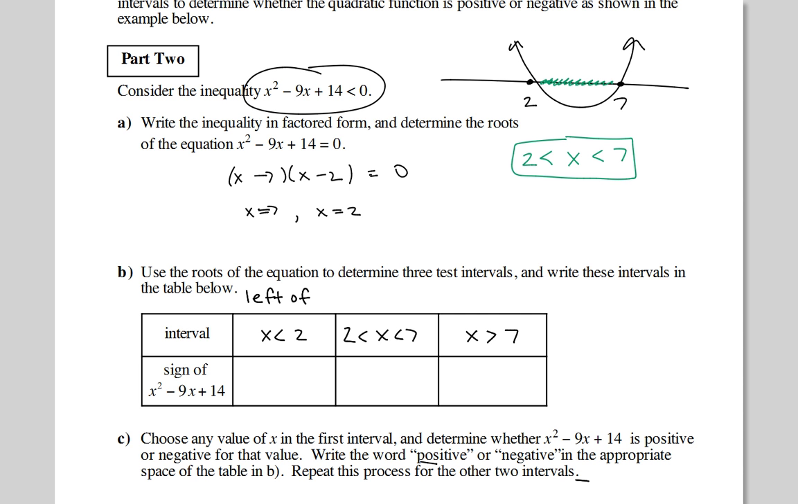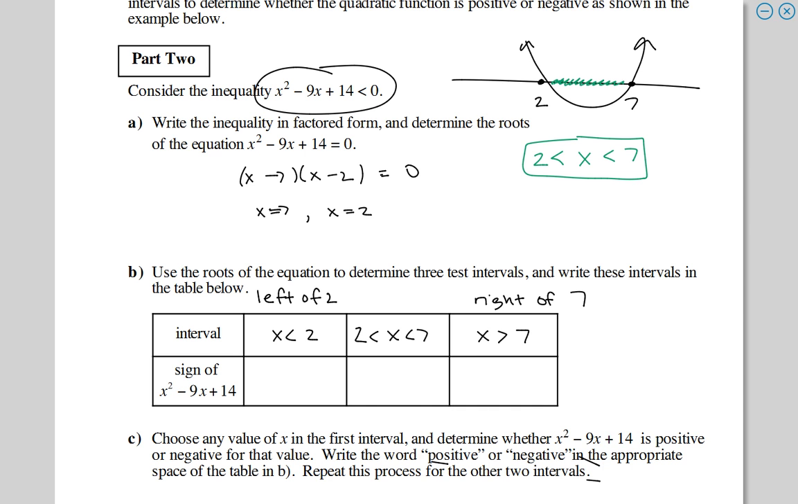Okay, so left of 2, right of 7, in between. Pardon me? Is that a rule? What do you mean? Yeah, you have to break the number line into 3 intervals based on the zeros. So based on these, you break the number line: left of 2, in between, and to the right of 7. And then you look at the sign.